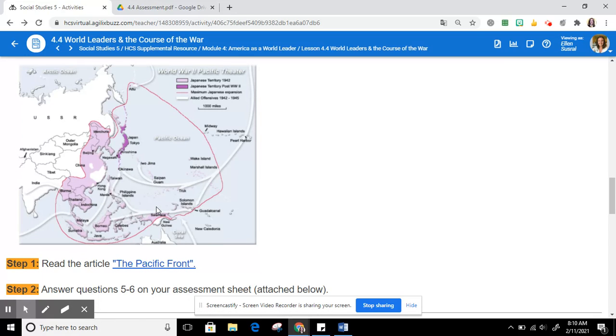The light purple is the Japanese territory in 1942. The dark purple is the Japanese territory post-World War II. So after World War II, you can see that they lost a lot of territory after the war. The dark red line is the maximum Japanese expansion. And the white are the Allied offenses from 1942 to 1945.